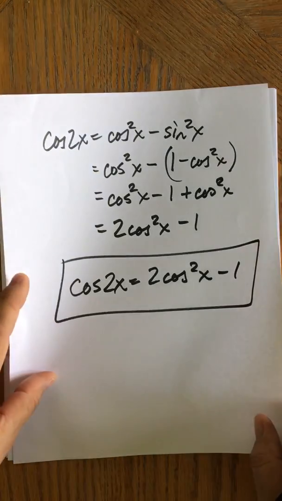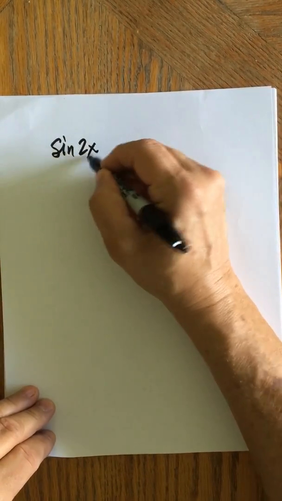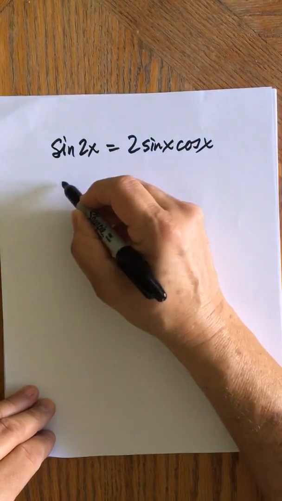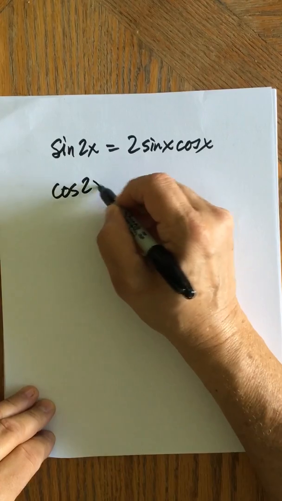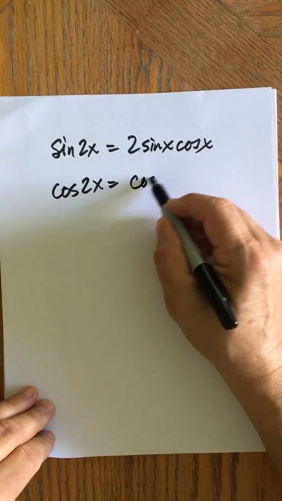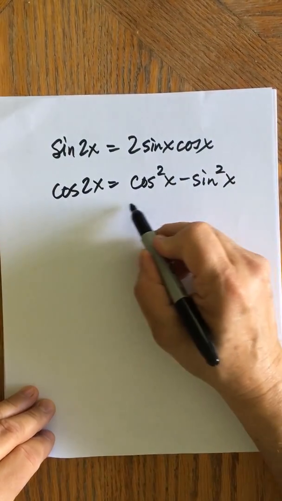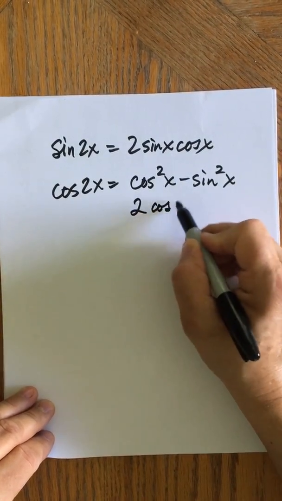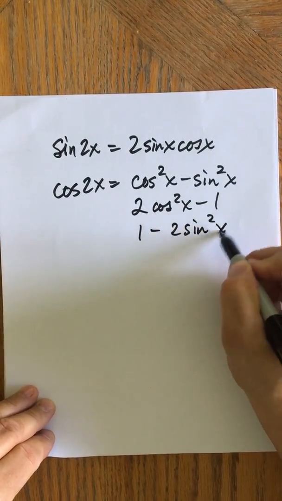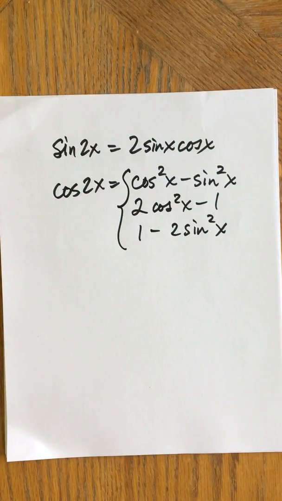Okay, so now let's put it all together. We have sine of 2x equals 2 sine x cosine x. And we have cosine of 2x equals all these different forms: cosine squared x minus sine squared x, 2 cosine squared x minus 1, and 1 minus 2 sine squared x. It's all of these 3.